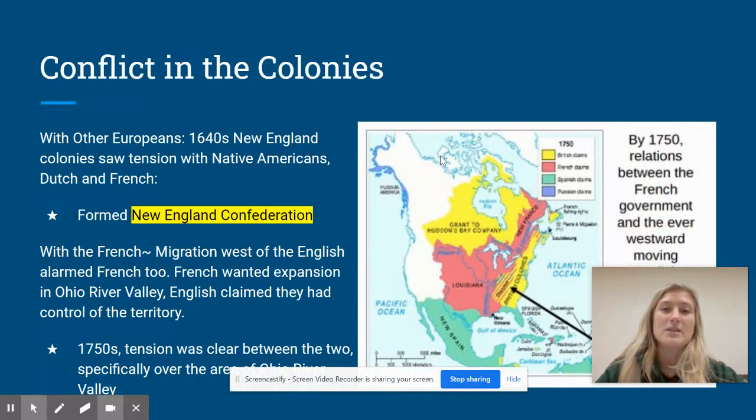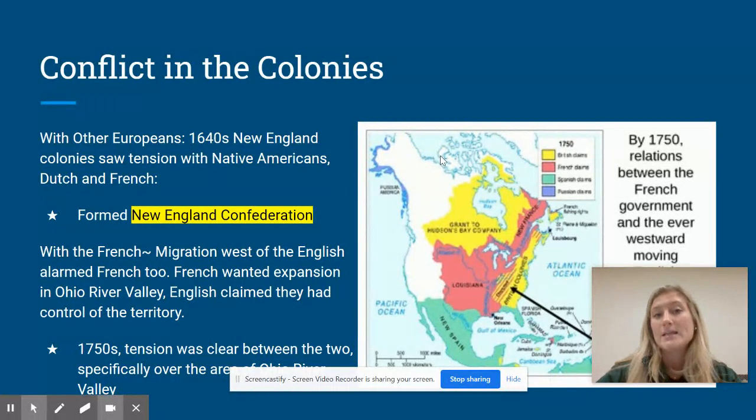Another area that we see conflict within colonies is with other European powers. So in the 1640s, we see Native American conflict between the colonists. And then we also see this increase in conflict with other European powers, including the Dutch and specifically the French. As a response to this increasing conflict, something called the New England Confederation was formed.